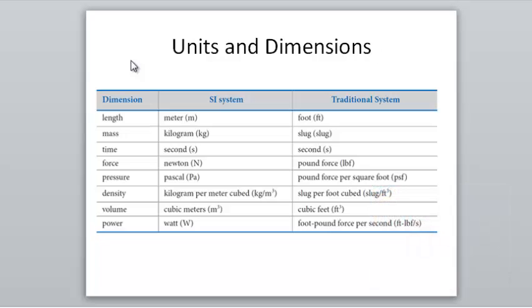Okay, so we all know what dimensions are. They're listed here. They're things like length, mass, time, so on and so forth. And depending on the unit system you use, you can get various units to quantify the dimensions. We all are familiar with the SI unit system and the traditional system. It's also known as the English unit system or the British unit system.